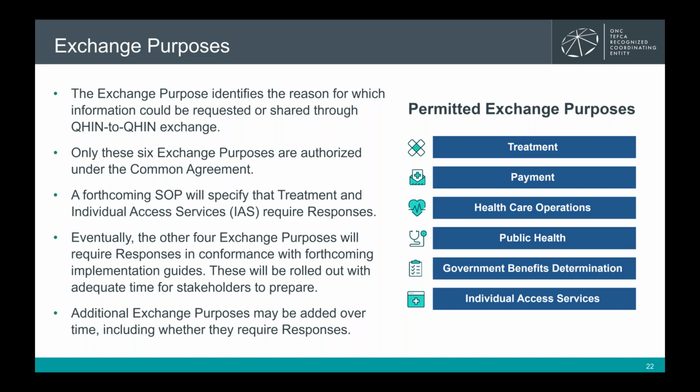Okay, getting a number of questions regarding access. Individual access services on the bottom of permitted exchange purposes is for patient access. So individuals requesting their own information. That is part of the first set of exchange purposes, requiring response.